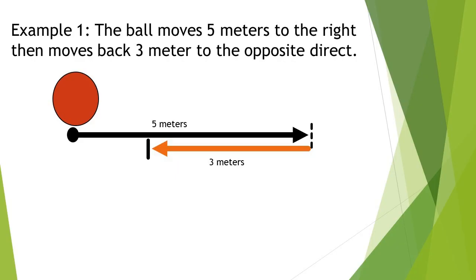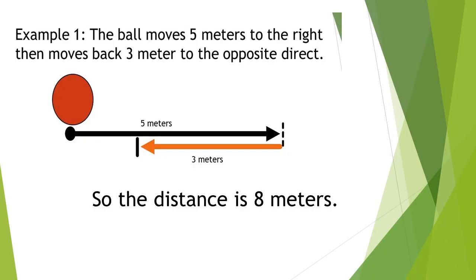Okay, so again, this ball moves 5 meters to this direction and moves back for another 3 meters. What is now its distance? 5 meters plus 3 meters is equal to 8 meters. So that is the distance. Now, for the displacement, the same example. The ball moves 5 meters to this direction and moves back for 3 meters. What do you think is the displacement?